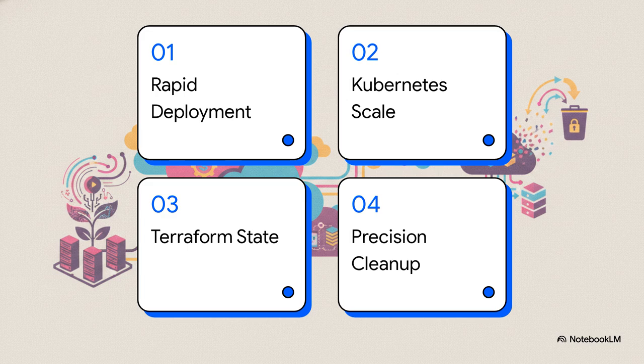So here's our roadmap for this explainer. First up, rapid full-stack deployment. Second, Kubernetes control at scale. Third, we'll look at managing Terraform state. And fourth, precision destruction and cleanup.